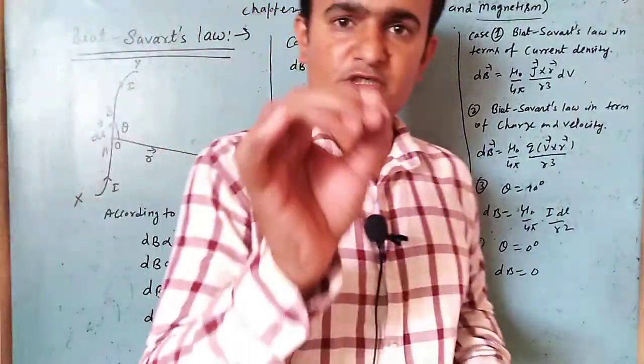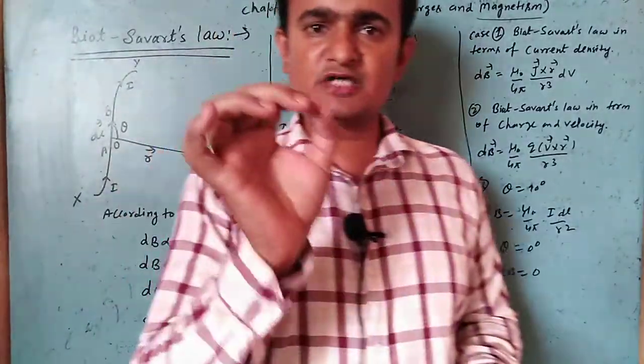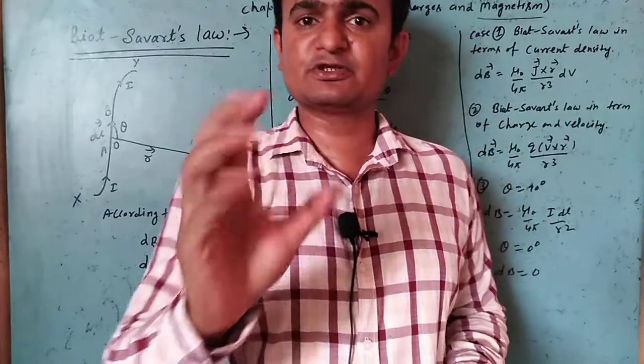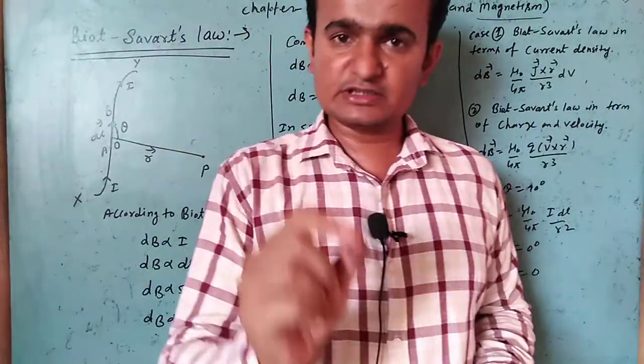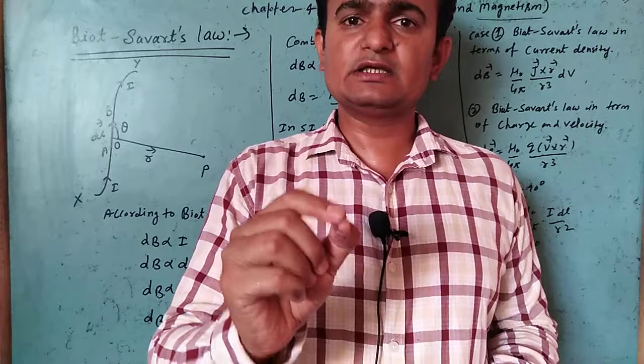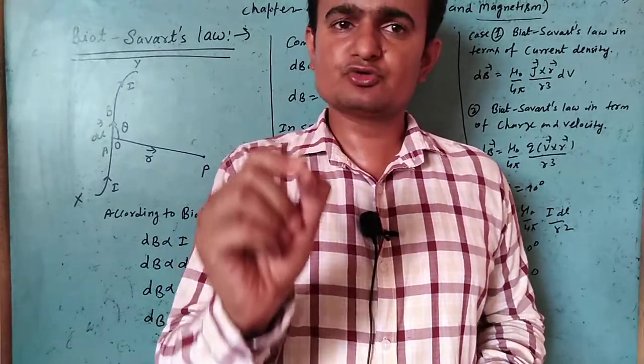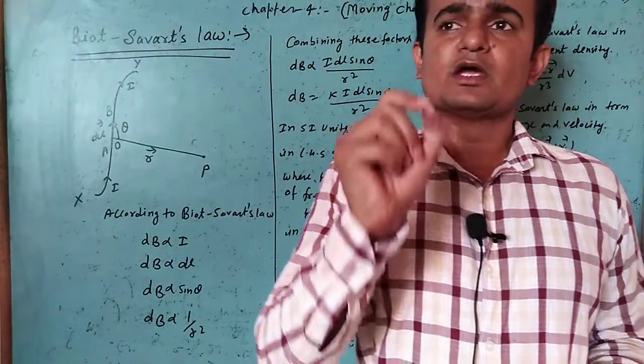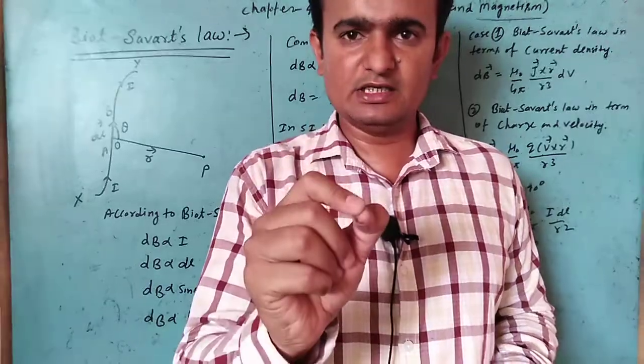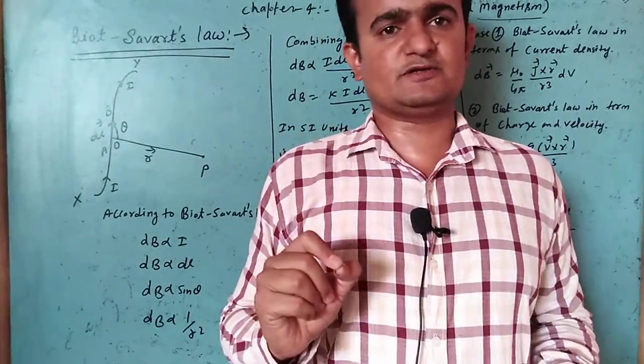The main important concept or formula of the Biot-Savart law is also used in some applications for straight current carrying conductors, circular coil or axis of a circular coil. Use this formula dB equals mu naught upon 4 pi I dl sin theta upon r square.